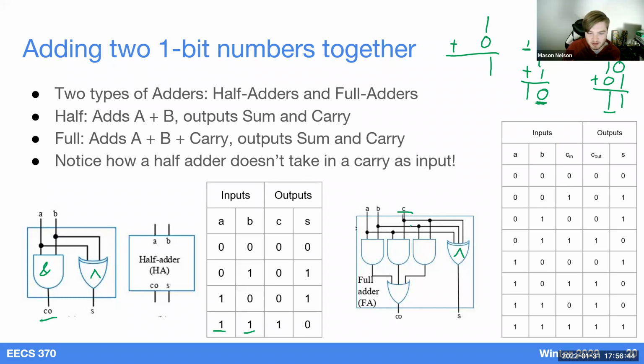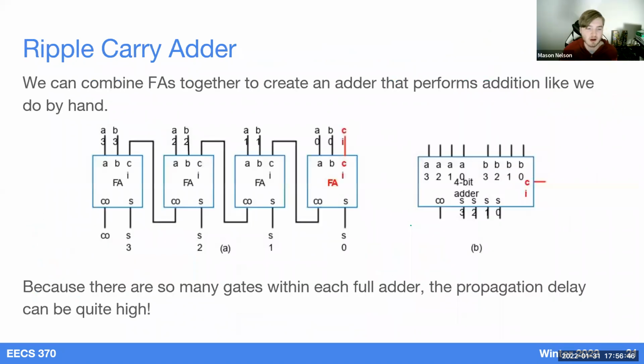Now, if we link a bunch of full adders together, we get multi-bit addition. So this right here is a full adder for 4 bits. And this right here will typically be a 0 for the carry in on the first one. Or you can just use a half adder instead.